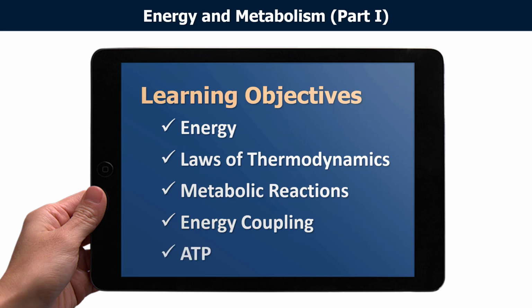And then finally, we'll talk about a substance called ATP, adenosine triphosphate, which we've said is the source of immediate energy in a cell when it's actually doing a task or process that requires energy.